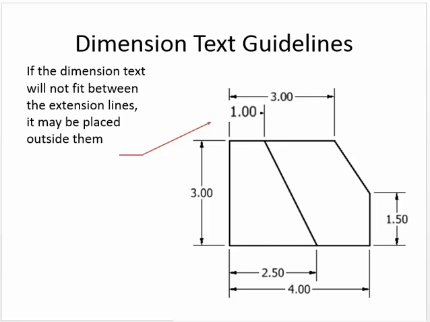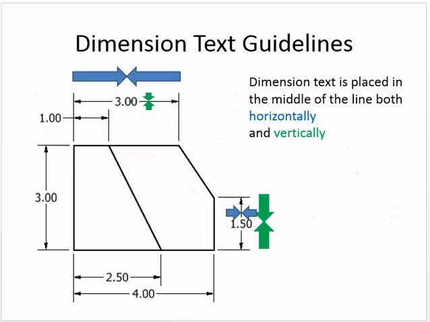If the dimension text will not fit between the extension lines, it may be placed outside of them. So quite often, instead of placing it here, they'll place it out here off to the side. Typically the number is going to be placed in the middle. That's not always true, but typically we're going to place it in the middle, both horizontally and vertically, meaning we wouldn't have the number written down here. We're going to try to place it between the extension lines.